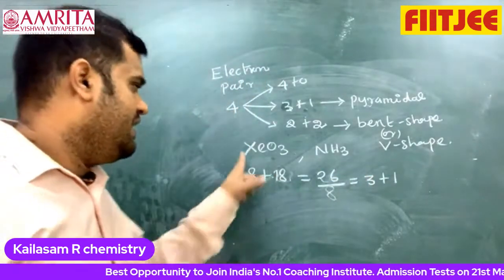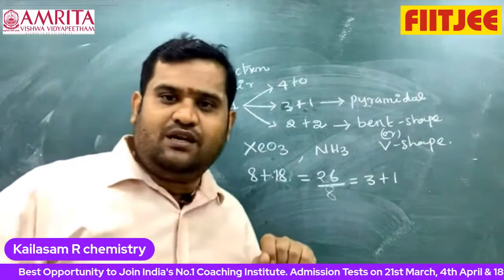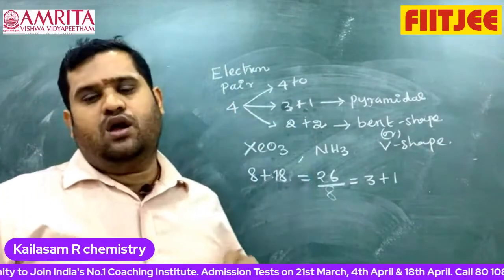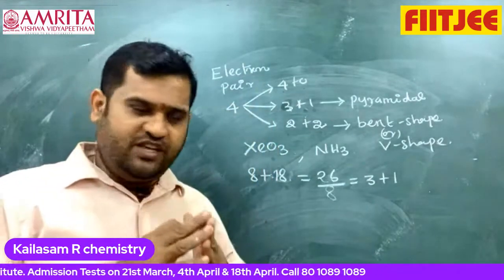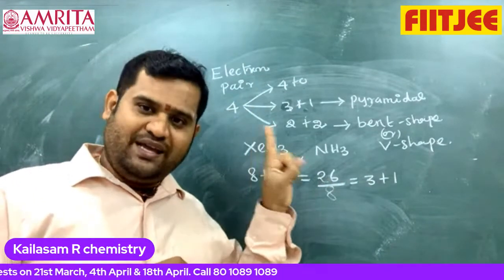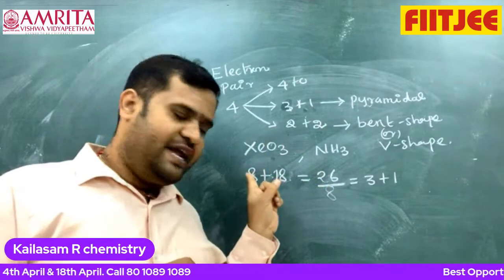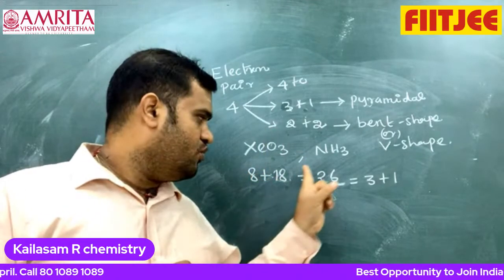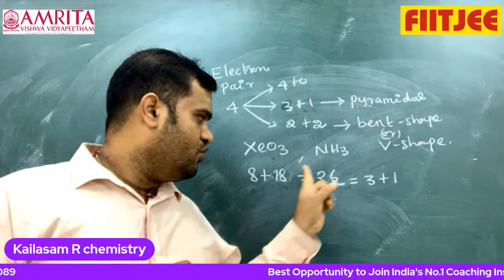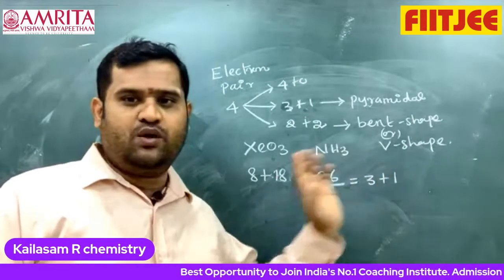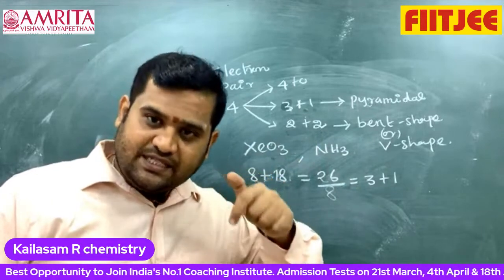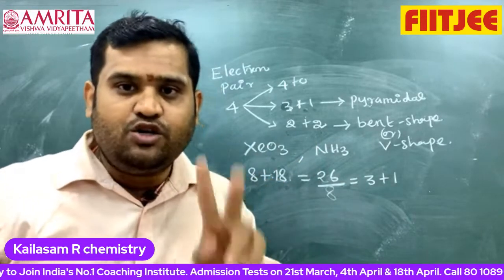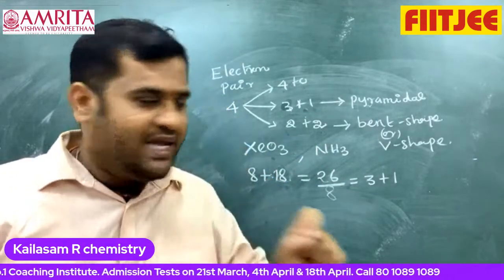So XeO3: xenon valence electron is 8. Oxygen valence electron is s2p4, 6 valence electrons. 6 into 3 is 18. 18 plus 8 is 26. 26 by 8 is 3 plus 1. Why is that 3 plus 1? 3 eights are 24. The remainder is 2. The 2 I am going to keep as a 1.